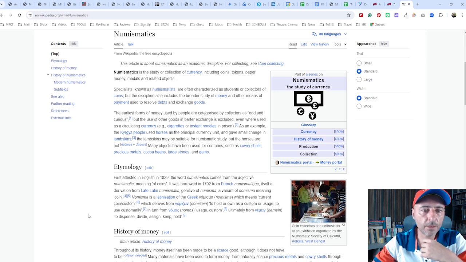The earlier forms of money used by people are categorized by collectors as odd and curious, but the use of other goods in barter exchange is excluded, even where used as a circulating currency, like cigarettes or instant noodles in prison. As an example, the Kyrgyz people used horses as the principal currency unit and gave small change in lambskins. The lambskins may be suitable for numismatic study, but the horses are not. Many objects have been used for centuries, such as cowrie shells, precious metals, cocoa beans, large stones, and gems.